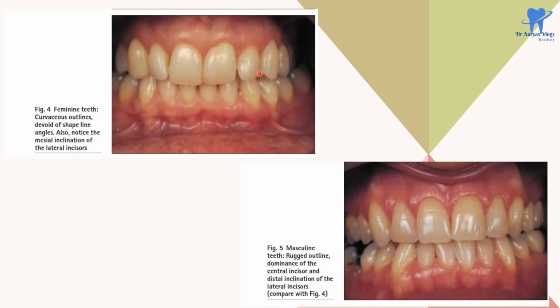So this picture shows feminine teeth, with curvaceous outlines, devoid of sharp line angles, and also notice the mesial inclination of the lateral incisors. Here are masculine teeth, with a rugged outline, dominance of the central incisor and distal inclination of the lateral incisors.